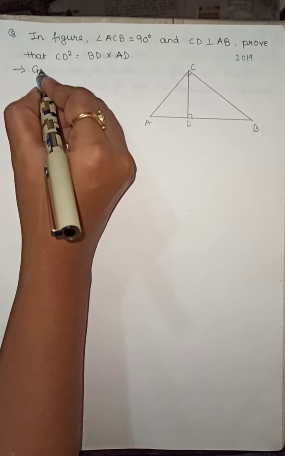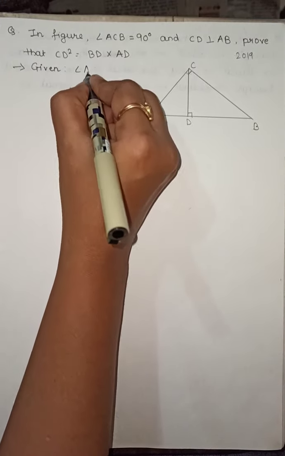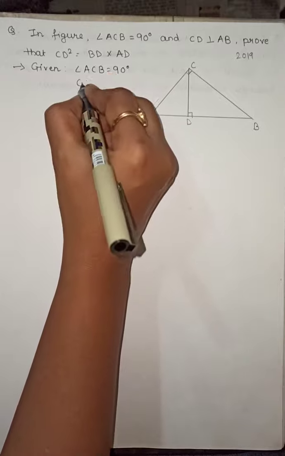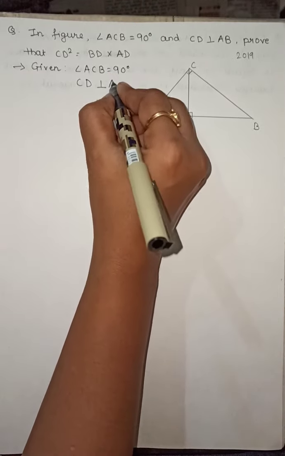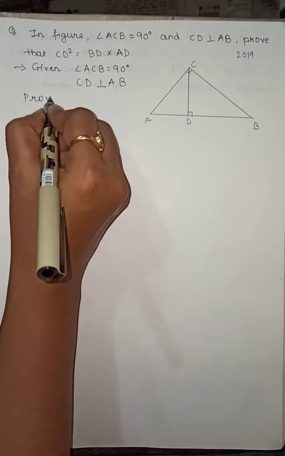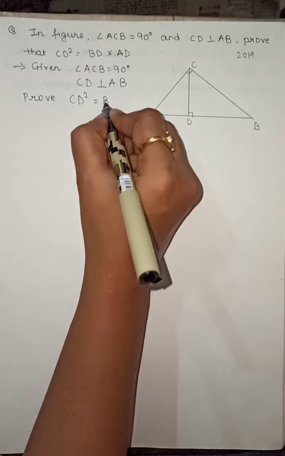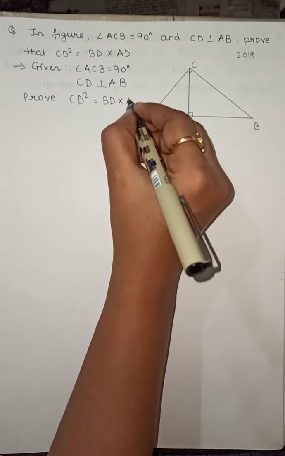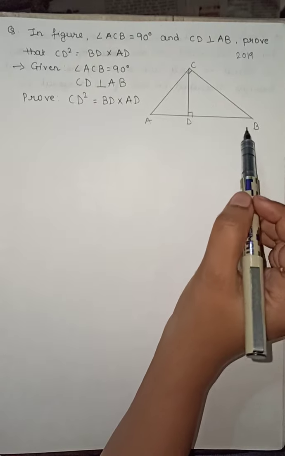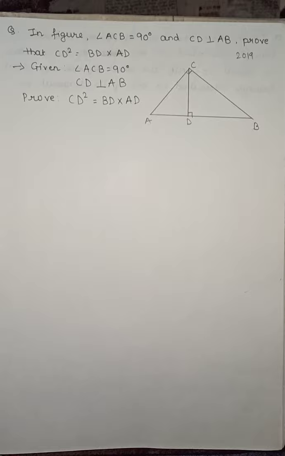So let us write down whatever is given in the question. Given is angle ACB is 90 degrees, and second thing is CD perpendicular to AB, and the equation to be proved is CD square is equal to BD into AD.